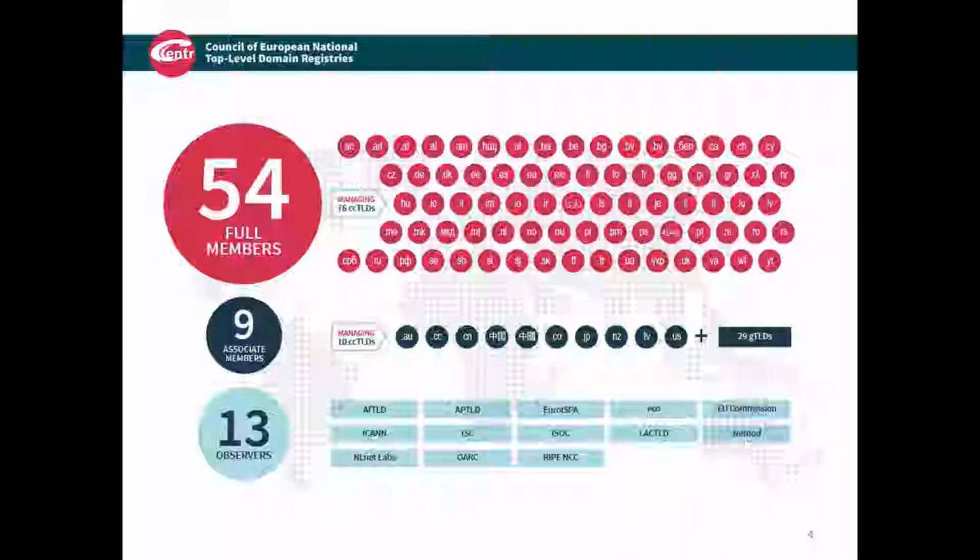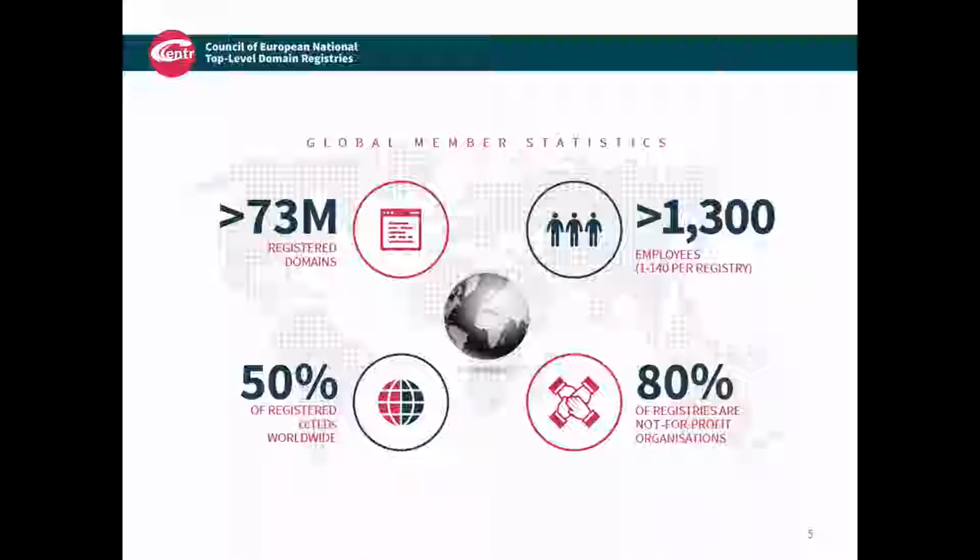We have 54 full members that are all country codes, 9 associate members that include country codes that are outside of Europe, but also generic top-level domains, and 13 observers. Altogether, all the registries we represent about 73 million domain names, which is about 50% of the registered ccTLDs worldwide. Another important aspect about ccTLDs, we'll come back to it, is that most of our members are non-profit organizations. Our members have a commitment to the local internet community, and that includes a lot of education and awareness. So that's also what we're doing here today.